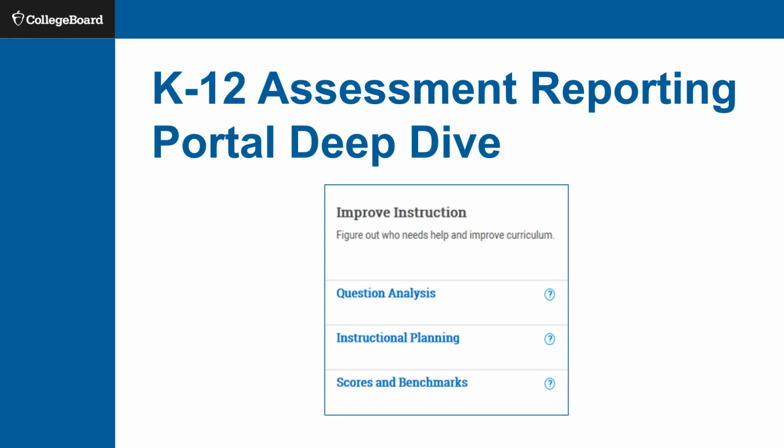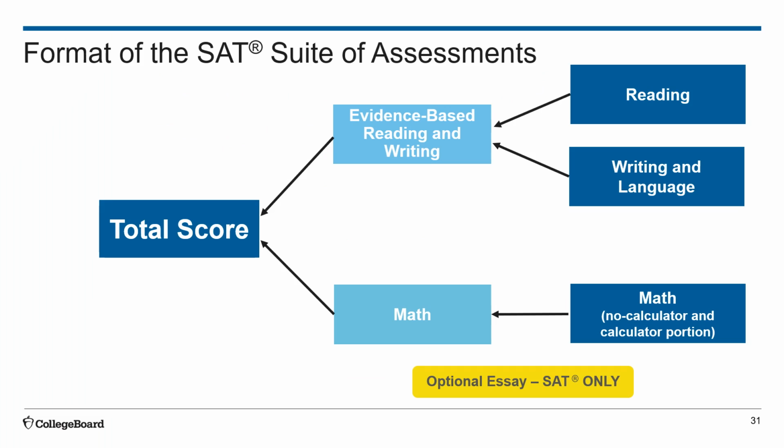Now we will transition to an overview of several reports within the K-12 Assessment Reporting portal. As a reminder, the SAT consists of 2 sections, Evidence-Based Reading and Writing and Math. The essay is an optional component of the SAT and was not administered in the spring of 2021. The SAT is on a 400 to 1600 point score scale. The evidence-based reading and writing section and the math section are each scored on a 200 to 800 point scale.